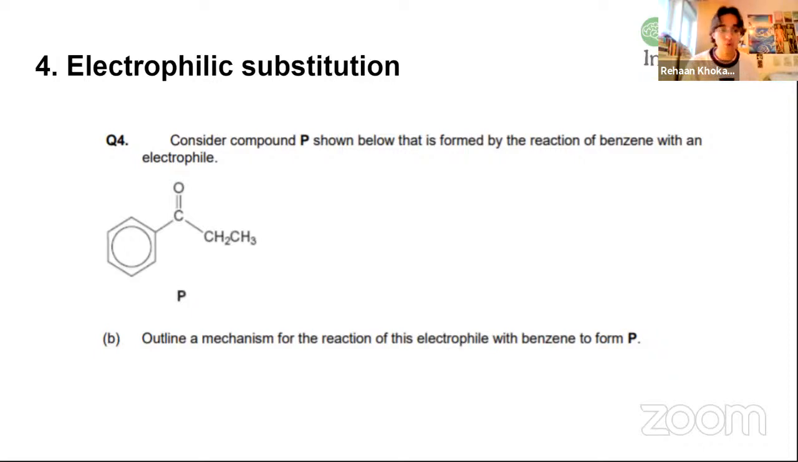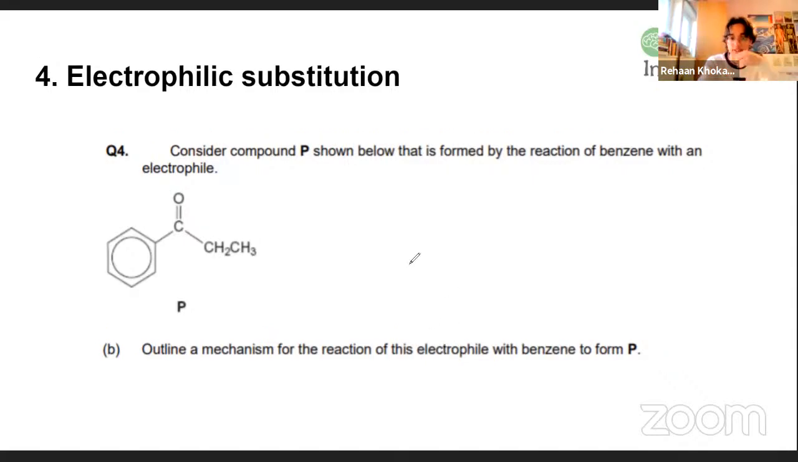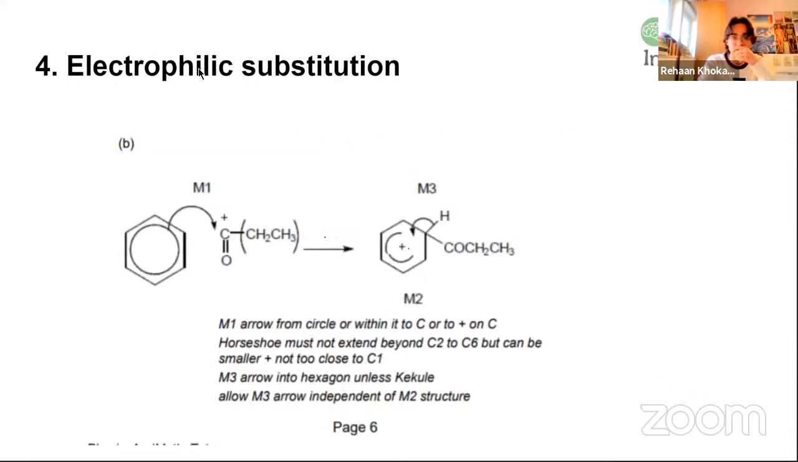This question would like you to outline the mechanism to form P. This is a bit different because they've given you the answer and you've got to go back, effectively, and see how you formed it. The hardest thing with this question is being able to identify what the electrophile looks like. Okay, so for this one, we're just going to go to the answers. In terms of identifying what the electrophile looks like, this is what it looks like.